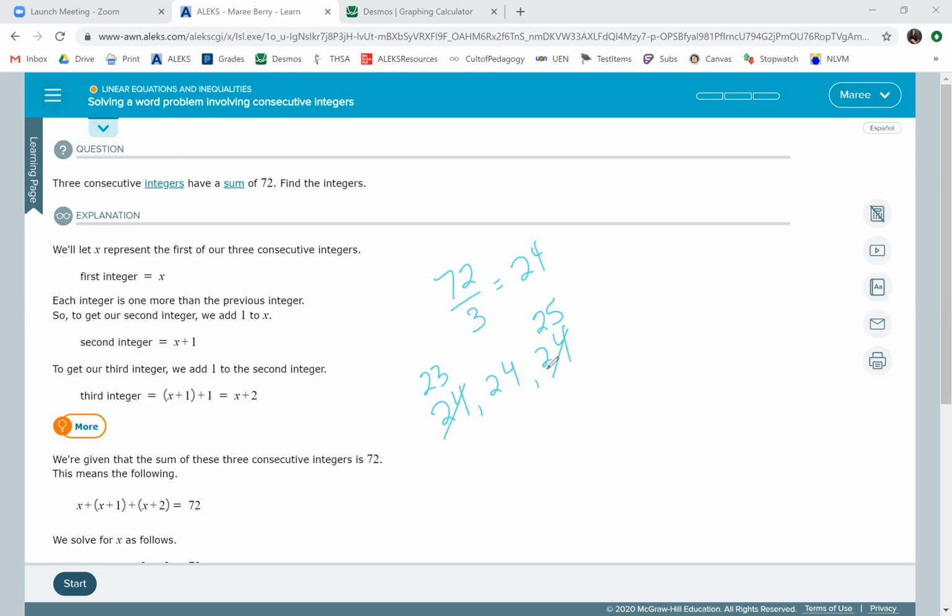So if there were two consecutive integers that add to 72, you actually couldn't do that because one would be even, one would be odd. But you just divide by how many they give you.